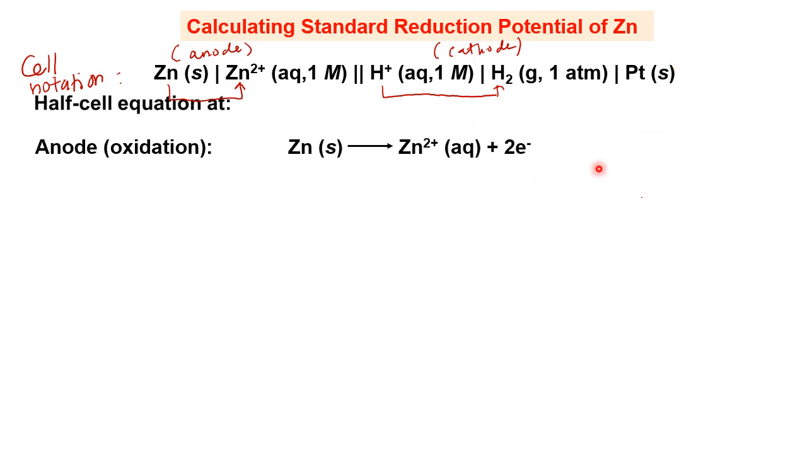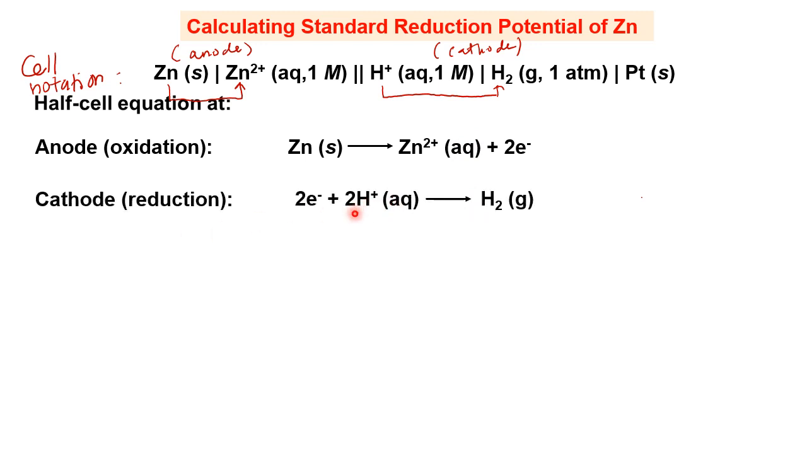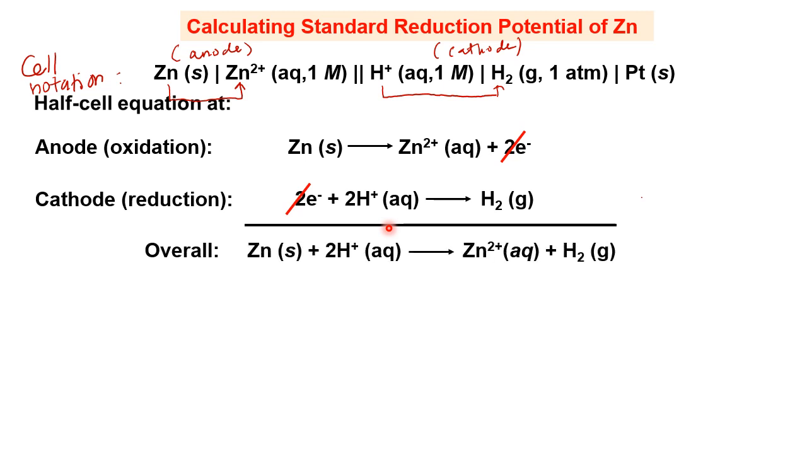So the half cell equation at the anode, oxidation. This is the equation. And then at the cathode, this will be your equation: H plus plus electron to produce H2. So balance: 2 electrons plus 2 H plus. So you will get the overall equation like this. Cancel out the electrons and you will get the overall equation.